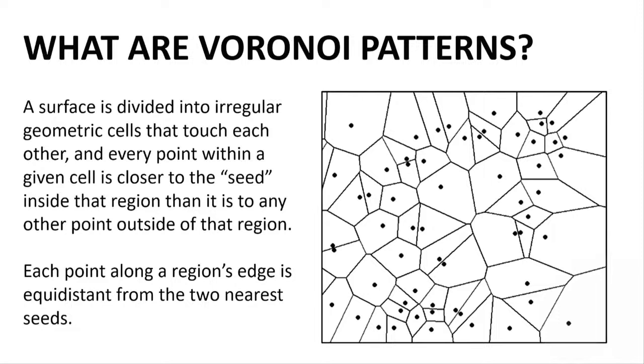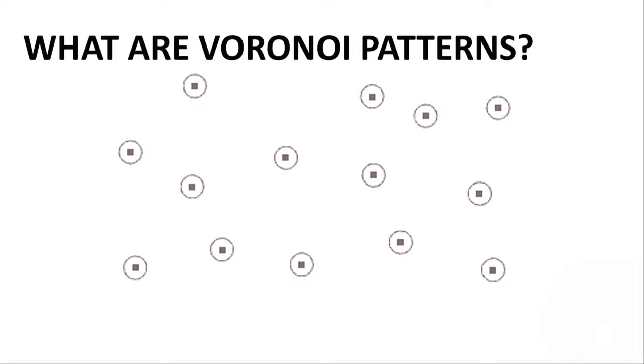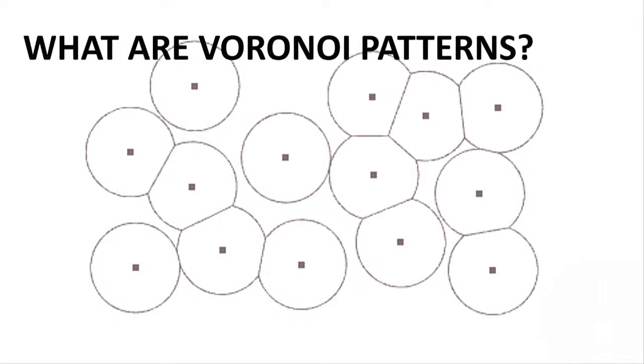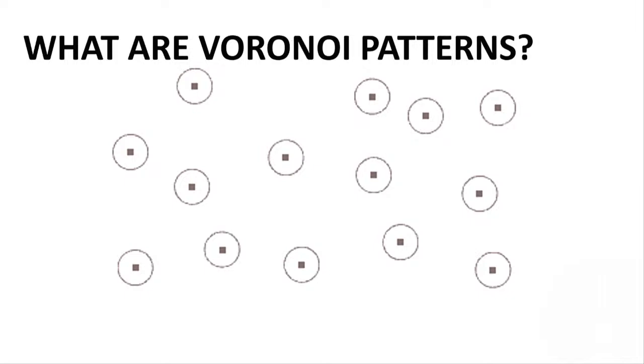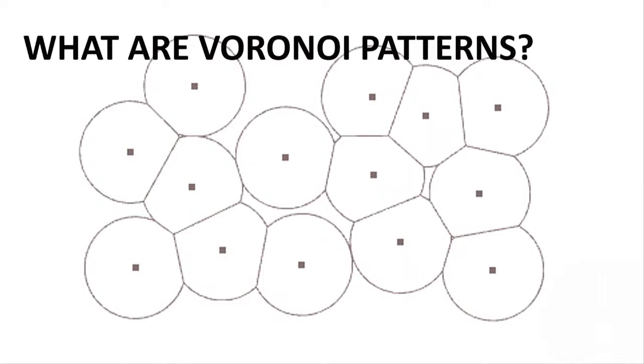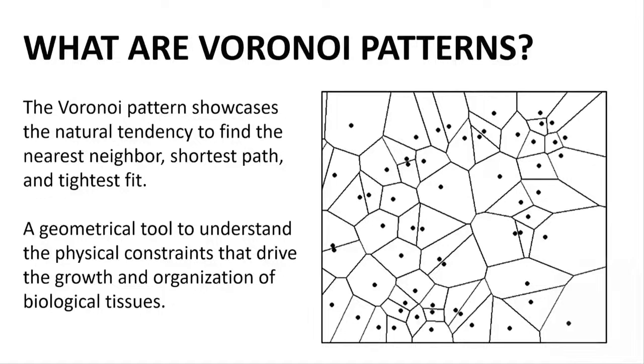If we just randomly toss out these seed points onto a diagram, this is kind of how these patterns begin. It starts to expand out, so it's equidistant at first. It's a circle, but when they start to bump up against another edge, they tend to form these lines. And that's where we get these Voronoi patterns. These patterns showcase a natural tendency to find the nearest neighbor or shortest path and the tightest fit.